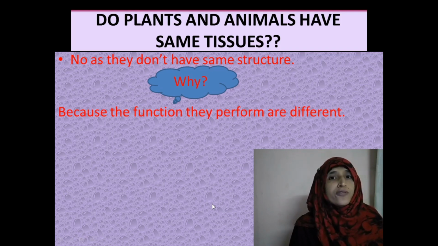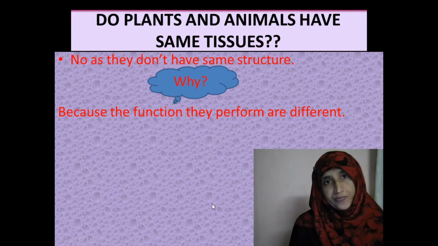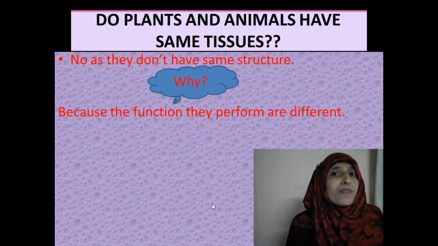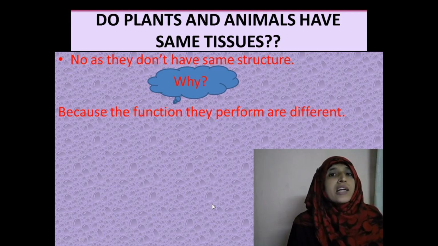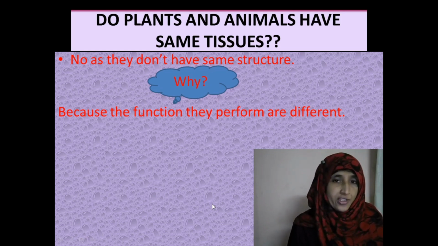For example, we know plants are fixed to the soil with the help of roots. But animals are not fixed. They can move from place to place. So therefore, depending upon the type of function, the structure is different.